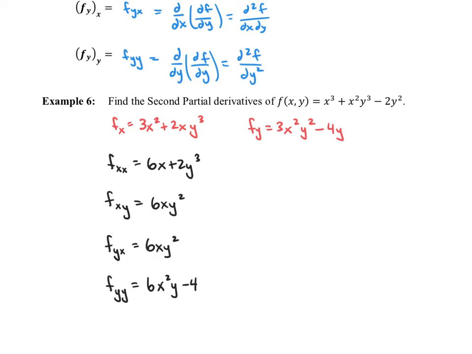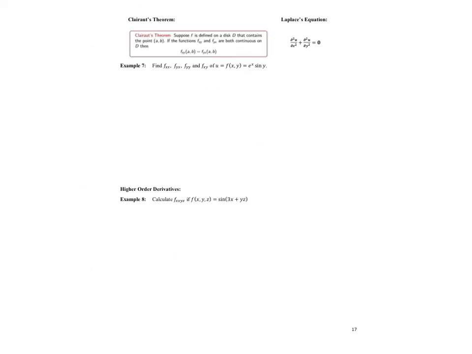You may notice that the mixed partial derivatives, so we're looking at the partial derivative with respect to x and then y, and the partial derivative with respect to y and then x, are the same. And this occurs most often. It's called Clairaut's Theorem, and I'll show it to you on the next page.